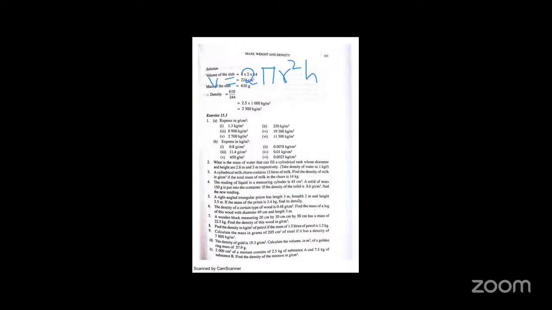2 pi r height. 2 pi r height. This way. Yes. Do we agree? So I think I want us to see which one is the correct one between the two.